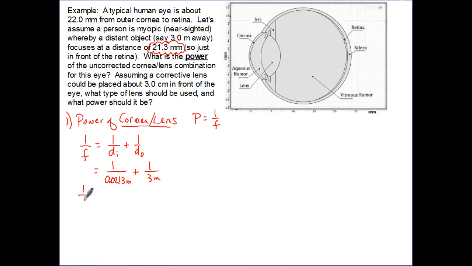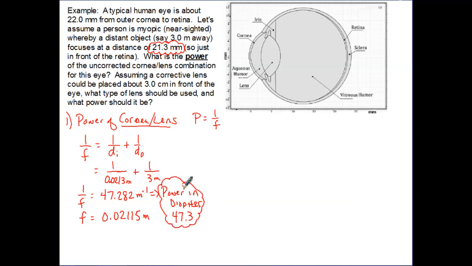So 1 over f will be equal to about 47.282 inverse meters, which means the focal length would be just the reciprocal of that, 0.02115 meters. Now, power is just the reciprocal of the focal length, so really this is the power in diopters. Okay, and so we might say that that is 47.3 diopters. Okay, so that's our first little problem.